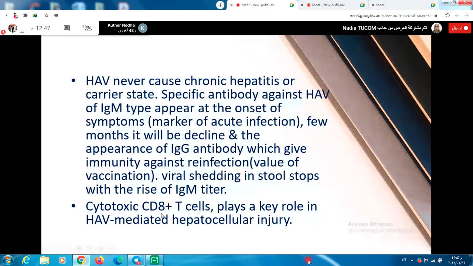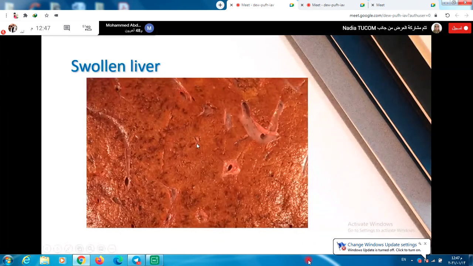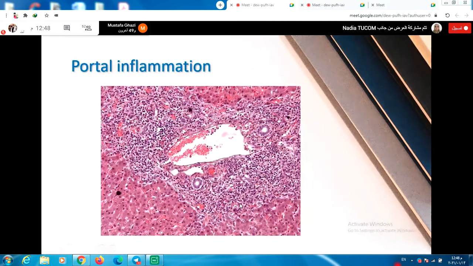Cytotoxic CD4 T cells are important in hepatocellular injury. This is a cut section or gross section of a swollen liver, and here foci of congestion or hepatocellular necrosis are seen, according to the severity of the pattern of hepatotropic or viral hepatitis.